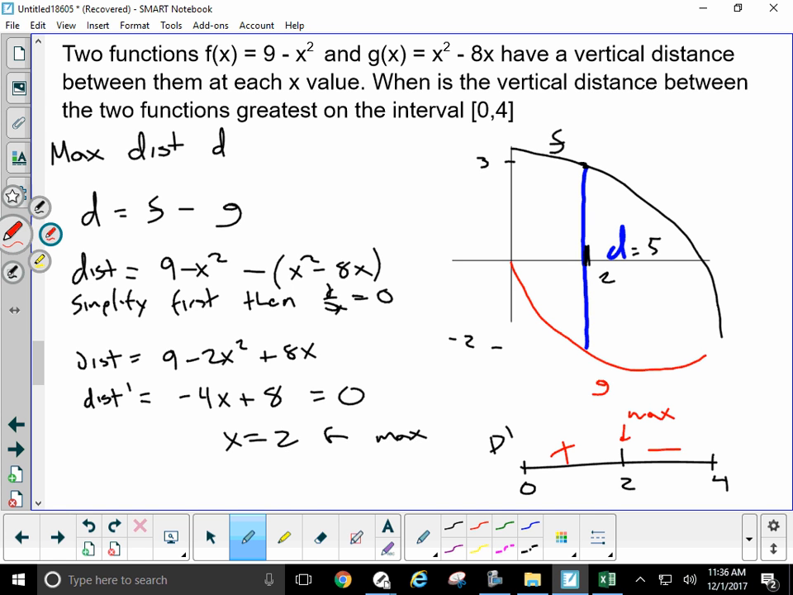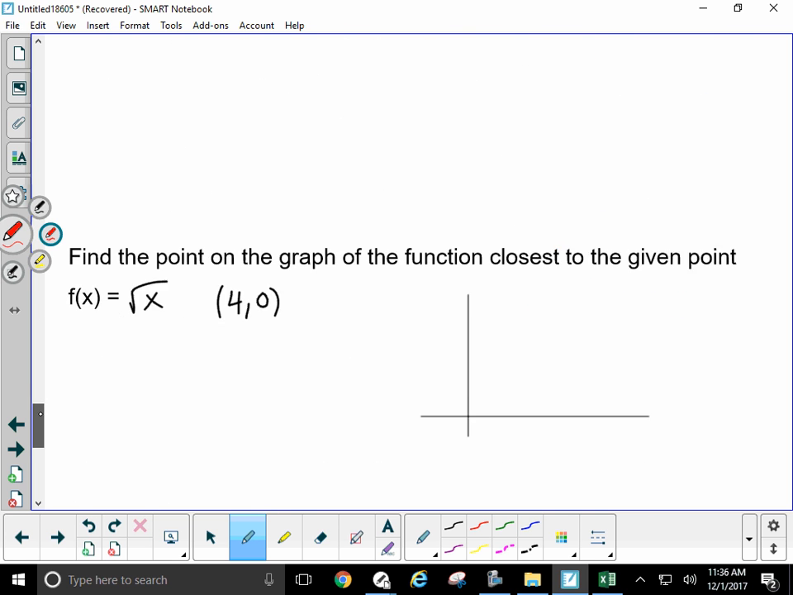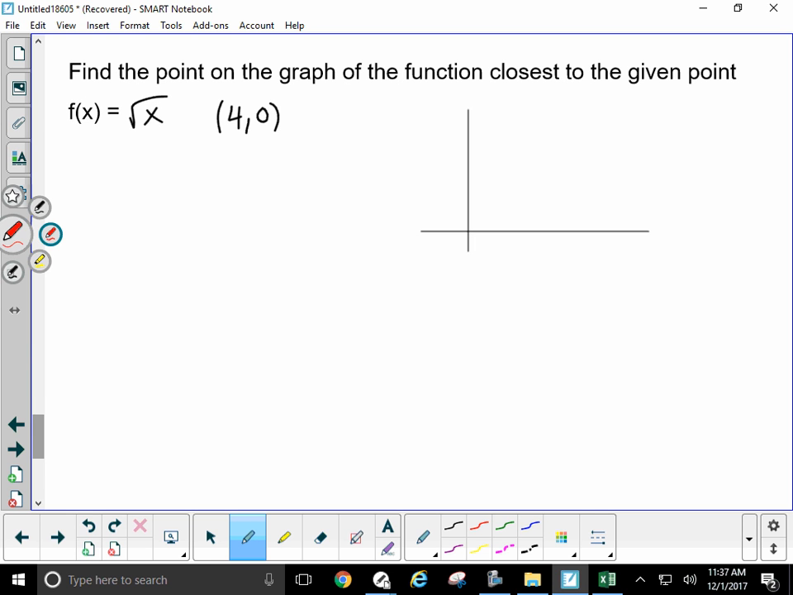It's important to check your endpoints, though, if you do not do your analysis like this. That's always a possible answer. So we just found that when x is 2, these two functions will be furthest away from each other vertically using calculus. Another great type of question where we can use calculus to answer a seemingly very difficult question.